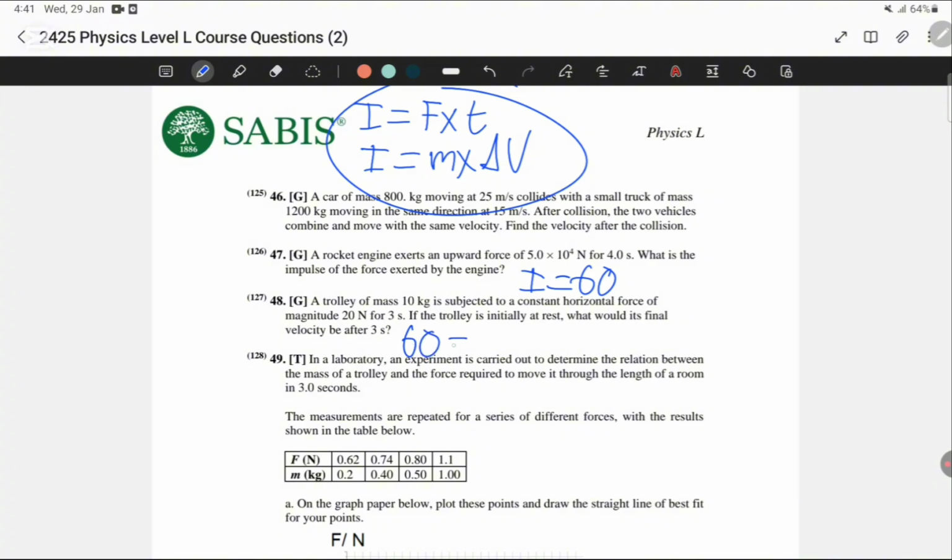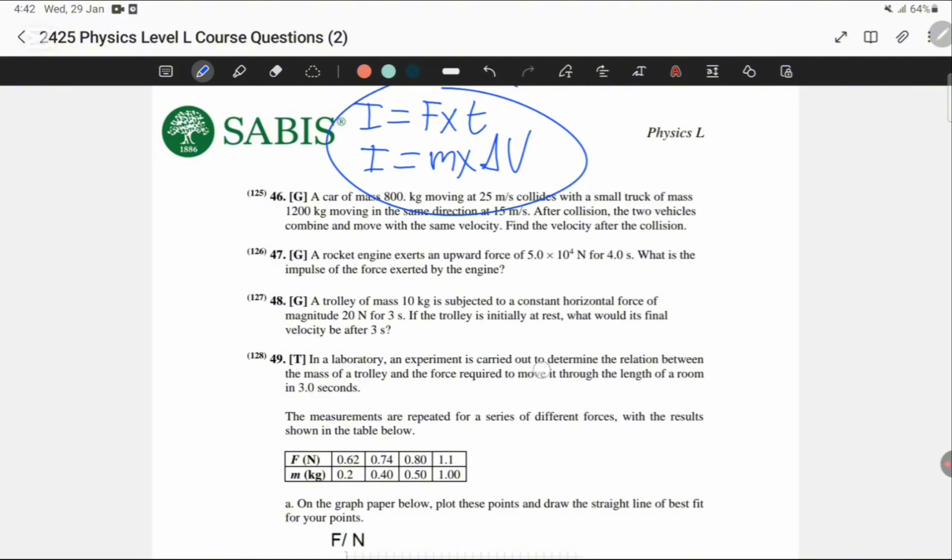So 60 equals 10 kg times the velocity. So it's going to be 60 equals 10v. So divide 10v over 10 and 60 over 10. Velocity is equal to 6 meters per second. That's it.